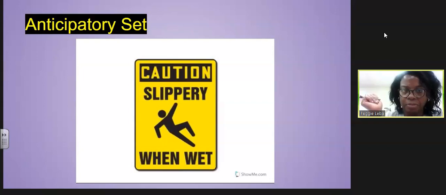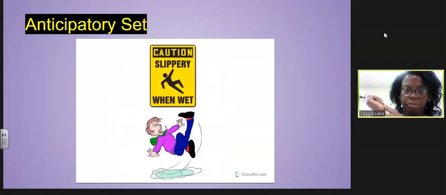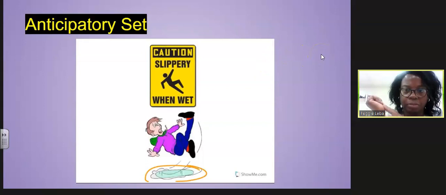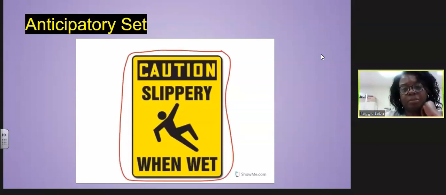Look at the sign. It says, caution, slippery when wet. When you see this sign, be careful. It means that the floor is wet, and if you are not careful, you can slip on the water and fall down and hurt yourself. Caution, slippery when wet, means be careful. Someone mopped the floor and it's wet. And if you don't step carefully, you could fall down and hurt yourself.